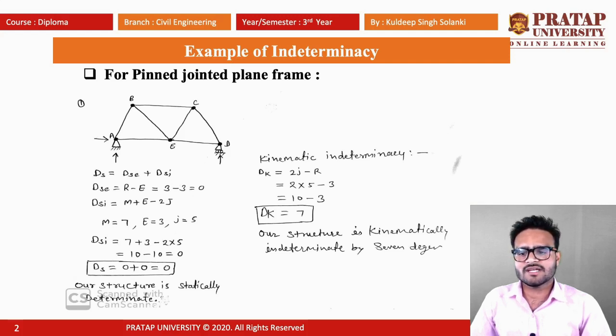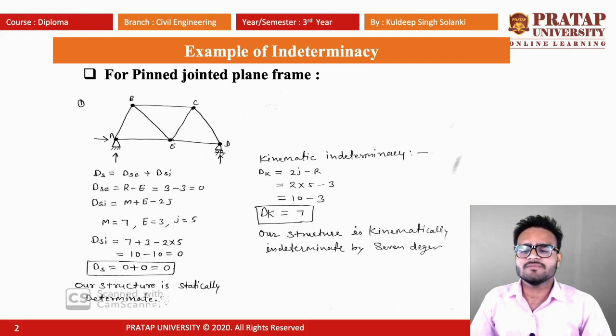Also we can calculate the internal. DSE is equal to 0, and we can calculate DSI, which means internal static indeterminacy. The formula is M plus E minus 2J. What is M? M is the number of members available. In our structure we can count member AB, member BC, member CD, member DE, member EA, member BE, member EC. Now how many members? 1, 2, 3, 4, 5, 6, 7. So in this case we have 7 members.